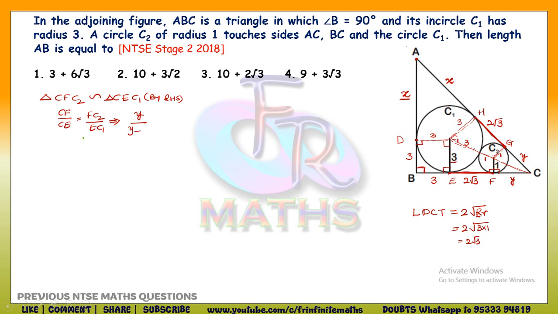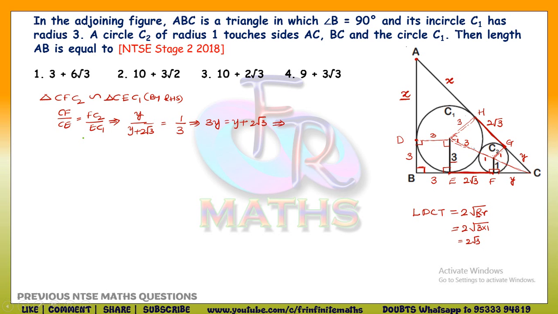CE is nothing but y plus 2 times root 3, which is equal to FC2. Sorry, FC2. So what is the value of FC2? FC2 is nothing but the radius 1 by EC1, meaning the radius of the given big circle. Now when I cross multiply, what am I going to get? 3 times y is equal to y plus 2 times root 3.